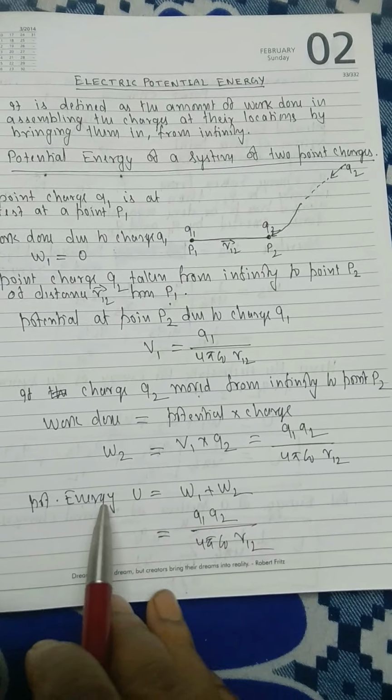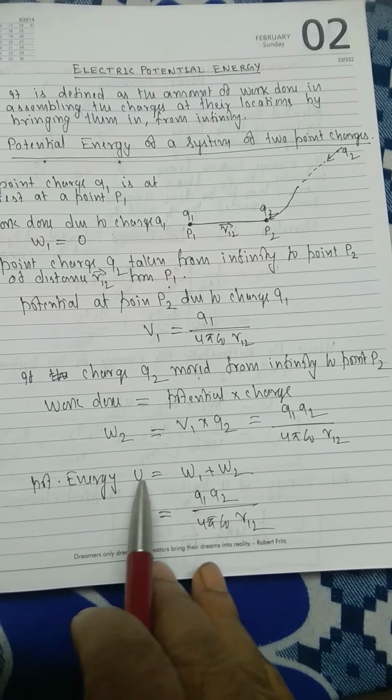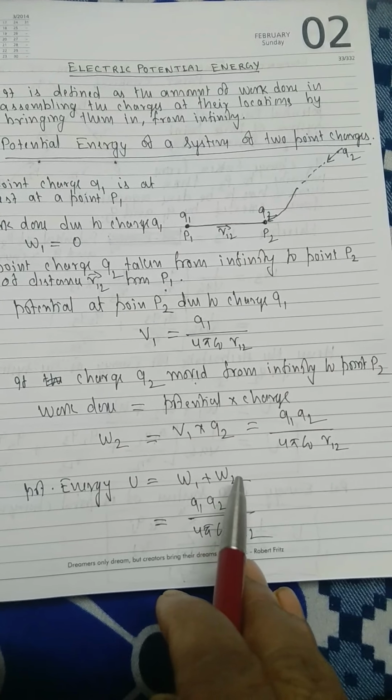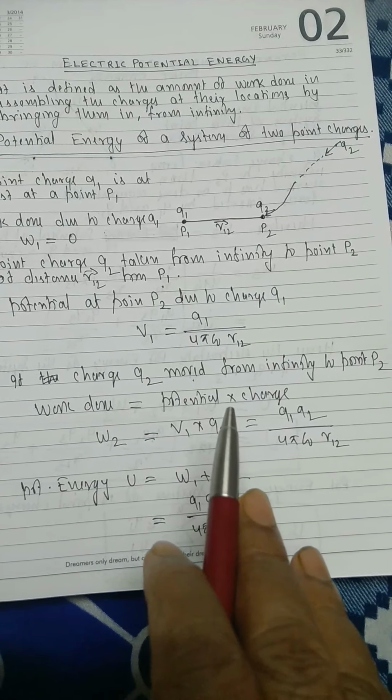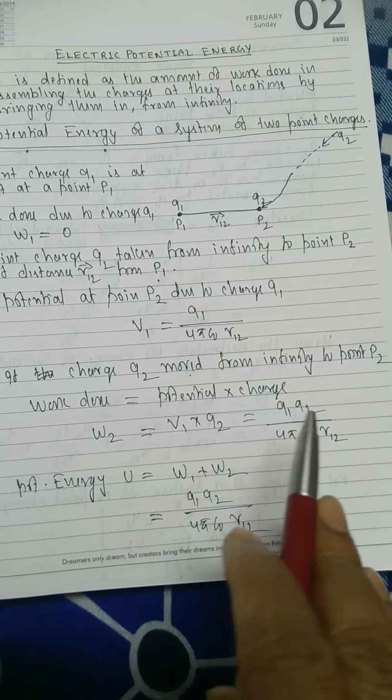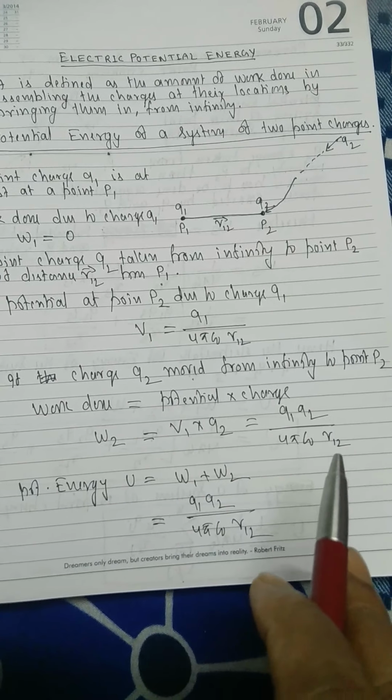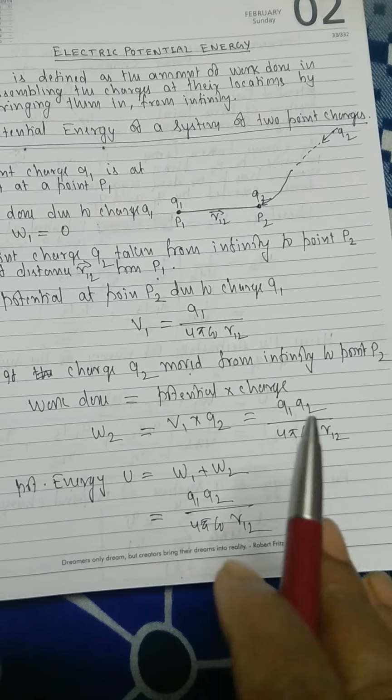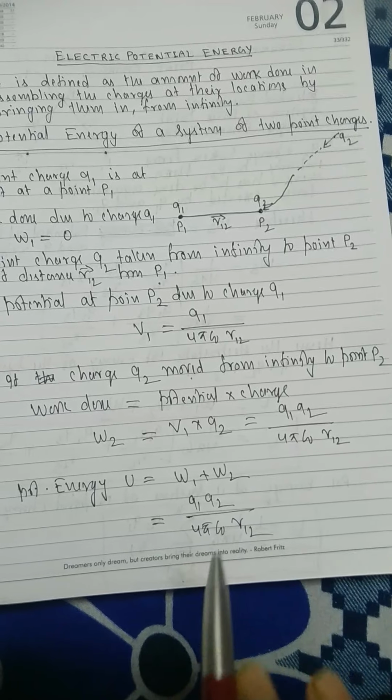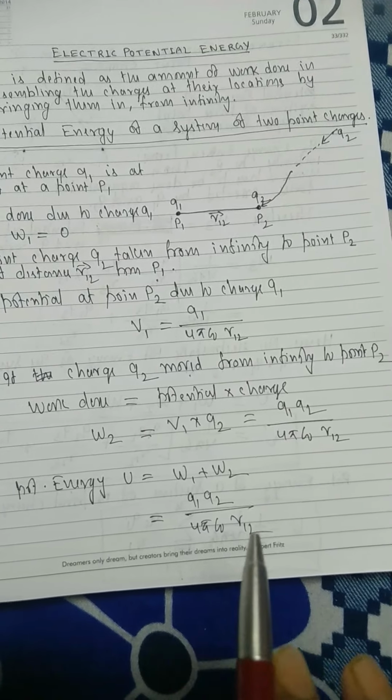So potential energy U equals W1 plus W2. W1 equals 0 and W2 equals Q1 Q2 by 4 pi epsilon naught R12. So the potential energy equals Q1 Q2 by 4 pi epsilon naught R12.